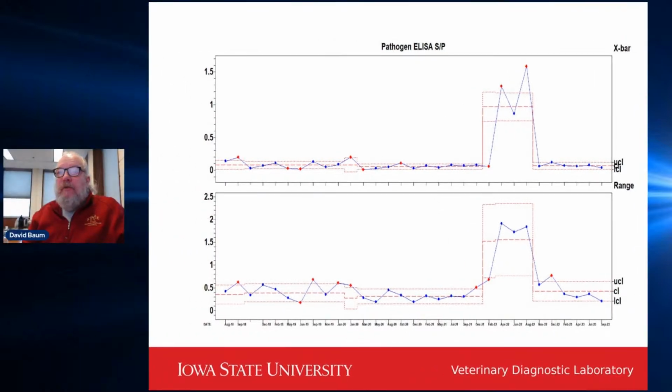So back here, I would be inclined to call the population negative, but I would sure advise clients to be thinking about what sorts of things are being done to the pigs on or about the time that the samples are collected.